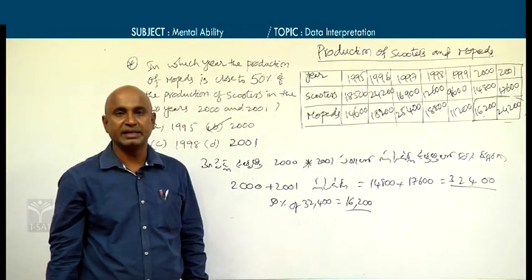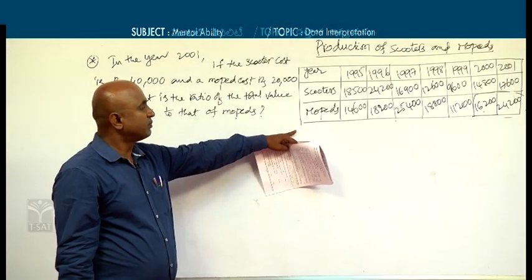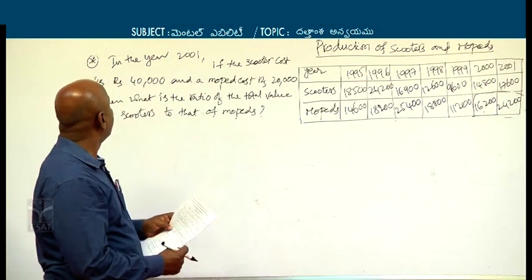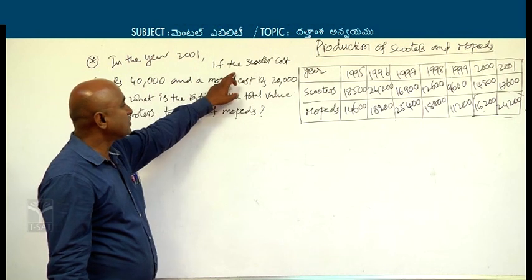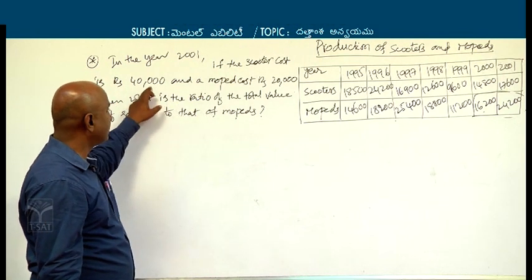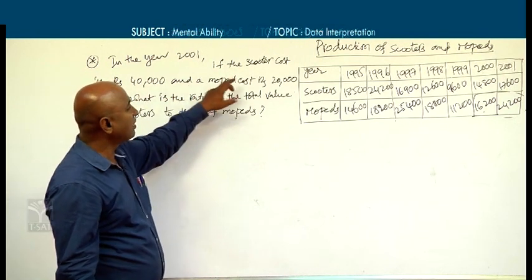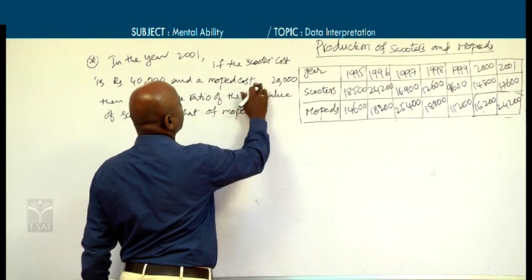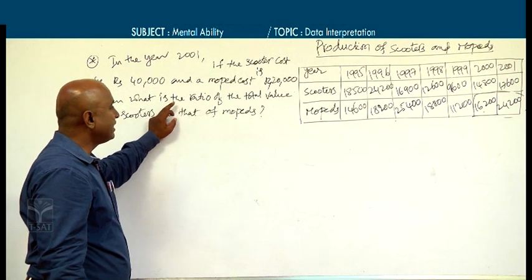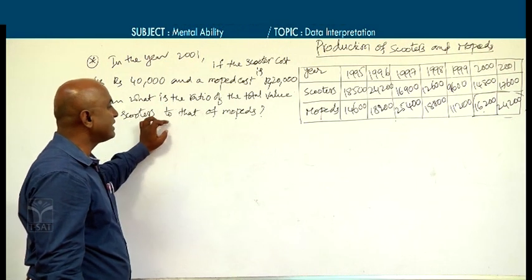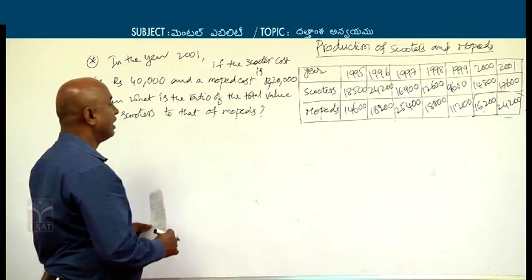So the answer is 2000. With respect to this data table, in the year 2001, if the scooter cost is rupees 40,000 and a moped cost is rupees 20,000, then what is the ratio of the total value of scooters to that of mopeds?